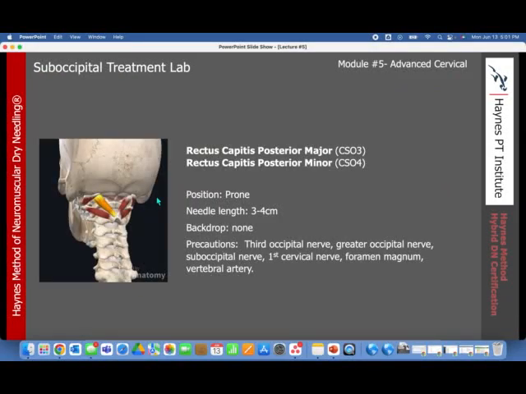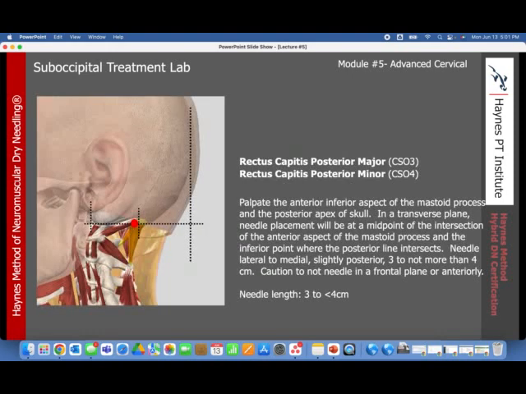Okay, and next we'll look at rectus capitis posterior major and minor. I have developed a unique way of needling those to pay respect to the foramen magnum and the spinal cord as it's exiting at that location. So let's come on down.